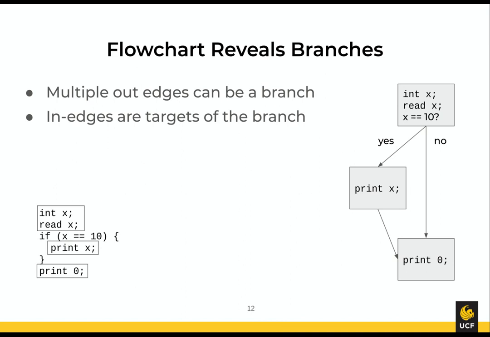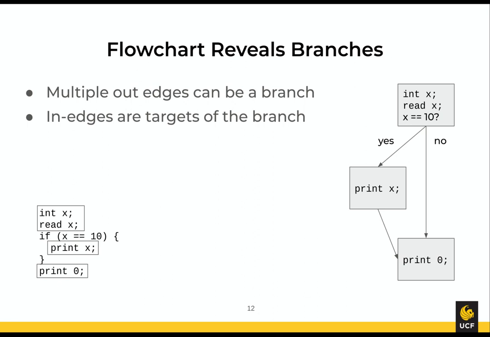To see where and how we insert these branch statements, let's look back at this flowchart representation. So if I have this program here, it just defines and reads in x. And our if statement checks whether x equals 10. If it does, then we should execute this print statement. Otherwise, we skip it and just execute print 0.